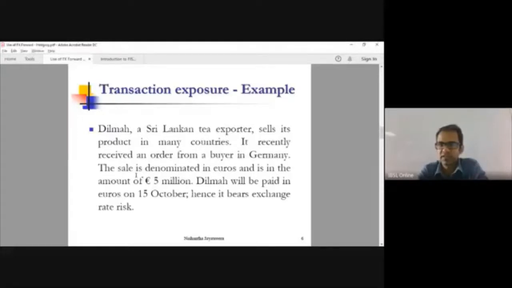A tea exporter in Sri Lanka recently received an order from a buyer in Germany. Say this is an example. We export tea to Germany. Since it's a German party, the agreement is in euros. Say the value of that order is euro 5 million. Today is 12th July, but we expect to receive that 5 million euros in October.